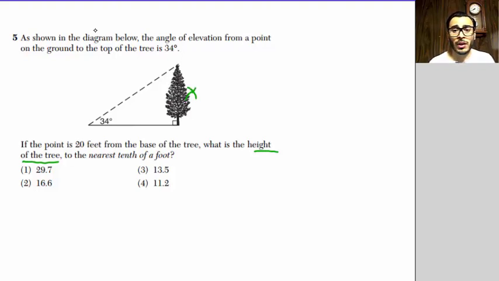And what are we told? We are given an angle of elevation of 34 degrees, and that it says the point 20 feet from the base of the tree, and they're talking about this point. So we know that this is 20.